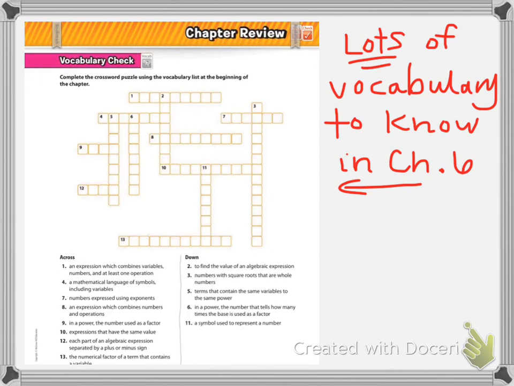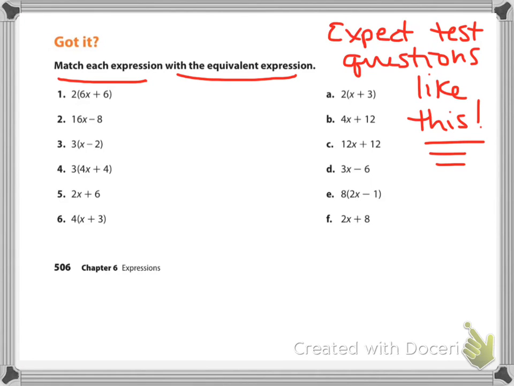We will be working on this some in class, but there is a lot of vocabulary that you need to know in Chapter 6, and working this crossword puzzle with the definitions will help you. So this is something we'll be working on, as well as page 506 at the bottom. You have to match the expression with the equivalent expression. So the numbers on the left need to match with the letters on the right, and they are often tricky, and you might have something left over in your list. Okay, again, if you have questions, we will talk about these in class.